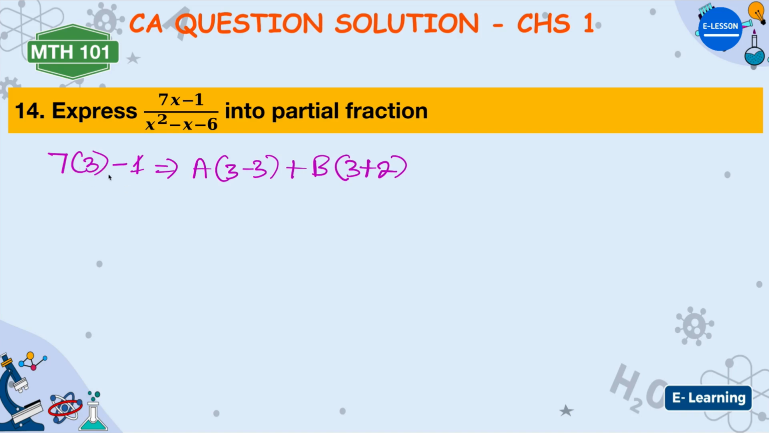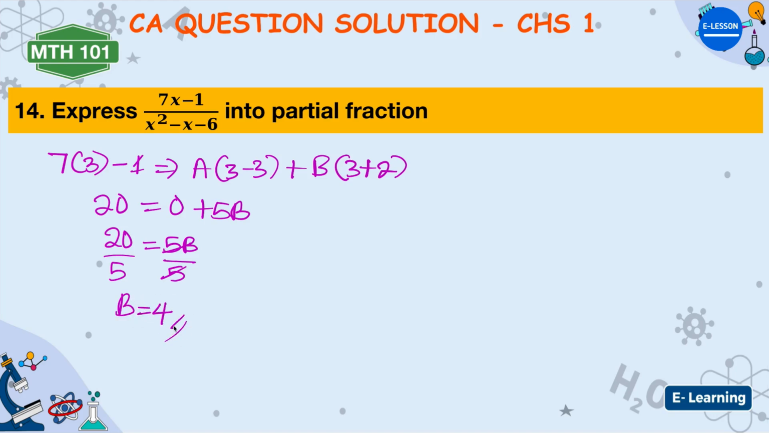This times this is 21. Minus 1 will give us 20. 3 minus 3 will give us 0. 0 times a will give us 0, plus 3 plus 2 is 5b. So 20 will be equals to 5b. Divide both sides by 5, my dear students. b will be equals to what? 4. So our b is 4.